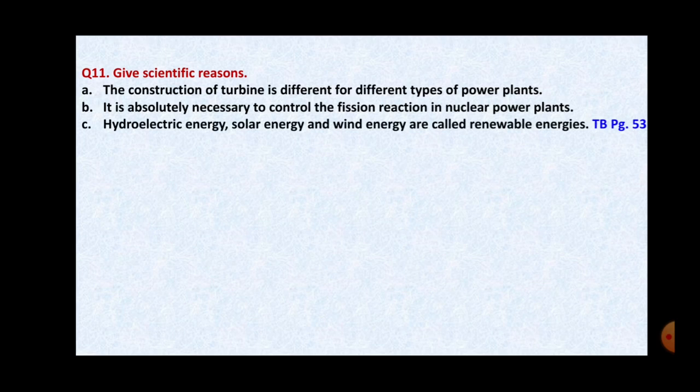The third one is: hydroelectric energy, solar energy, and wind energy are called renewable energies. Now, this is given in your textbook on page number 53. So, open page number 53, students. Yes.